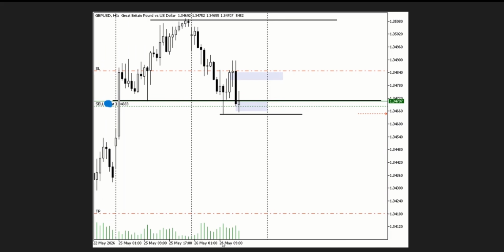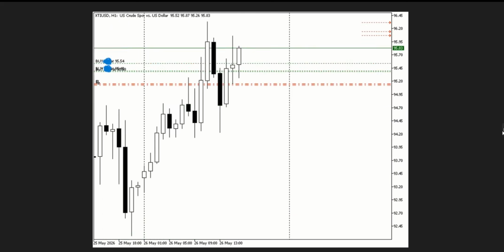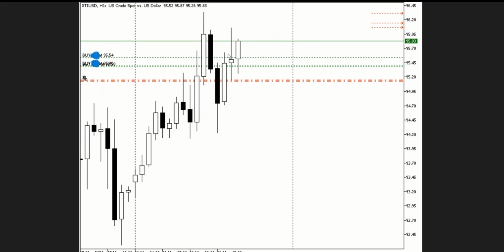I'm going to show you because there are dates here, 26 May. The next one, this is where I actually bought oil. I'm going to show you on the charts exactly why I bought this one. It was on the 26th of May.